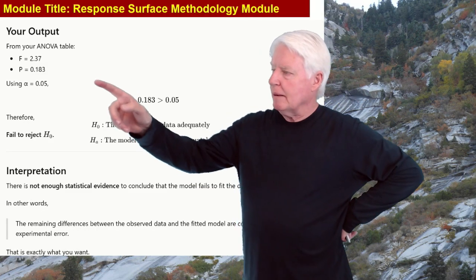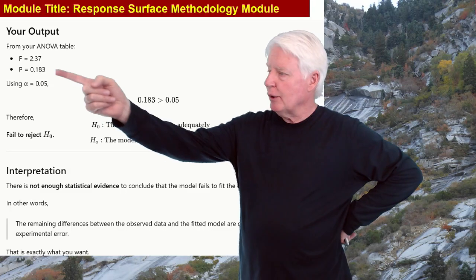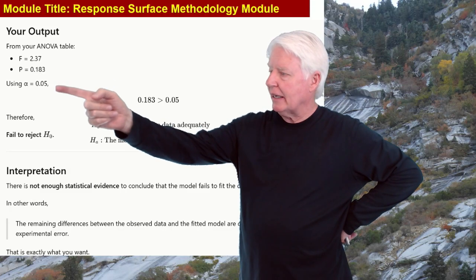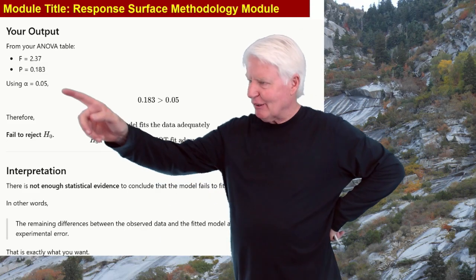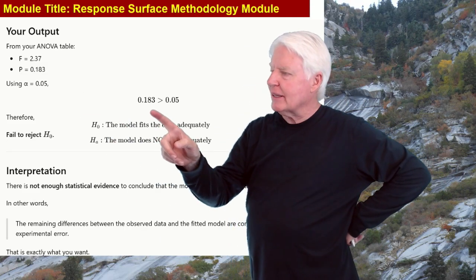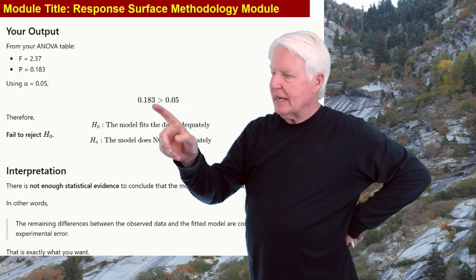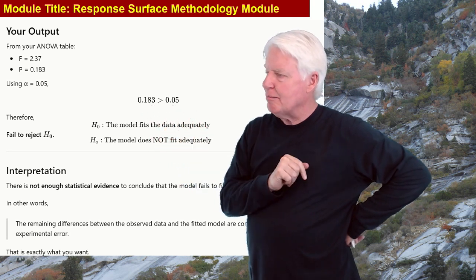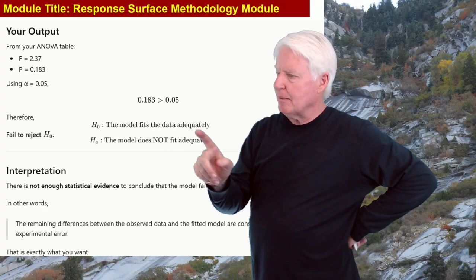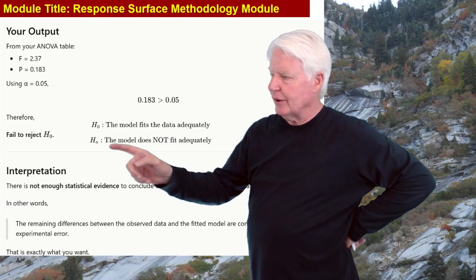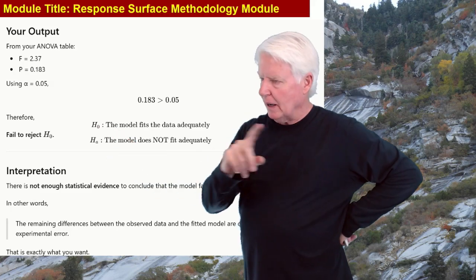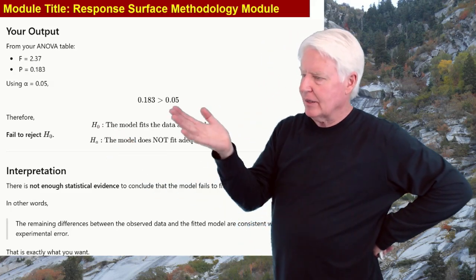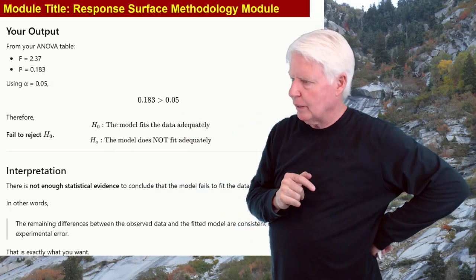From your ANOVA table, the p-value, remember, equaled 0.183, using an alpha risk of 0.05, not to be used with the alpha of the CCD, unfortunately. 0.183, which is 18.3%, is greater than 5%. Therefore, H0: the model fits adequately. Alternative: the model does not fit. Fail to reject the null hypothesis, meaning it's okay. The model fits the data adequately.